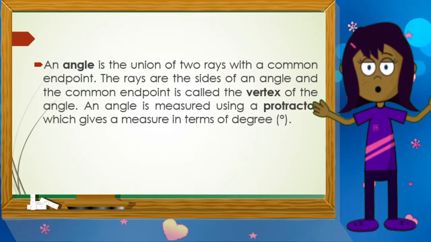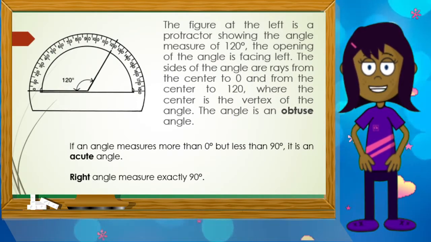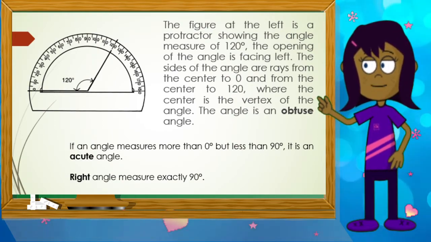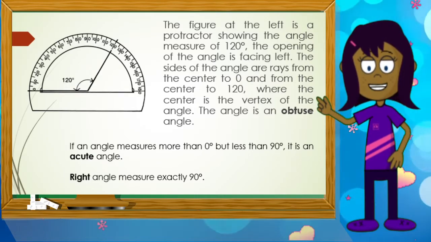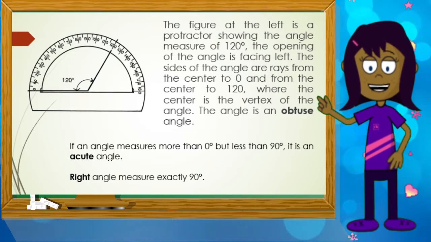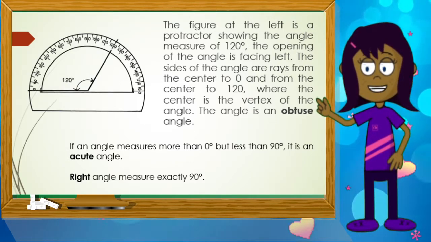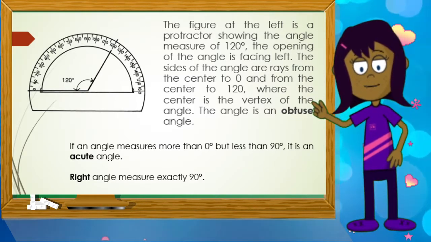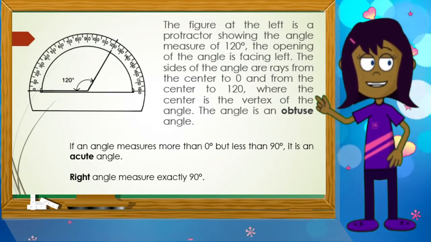Let us analyze the picture on the left, which is a protractor showing the angle measure of 120 degrees. The opening of the angle is facing left. The sides of the angle are raised from the center to 0 and from the center to 120, where the center is the vertex of the angle. So this angle is an obtuse angle.